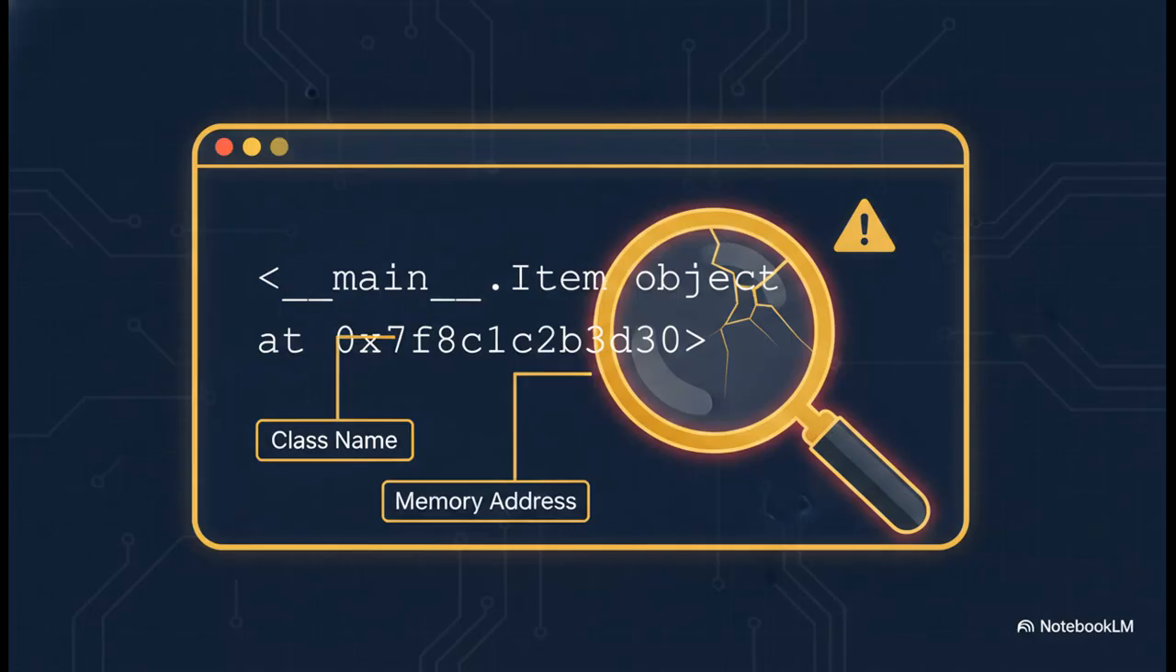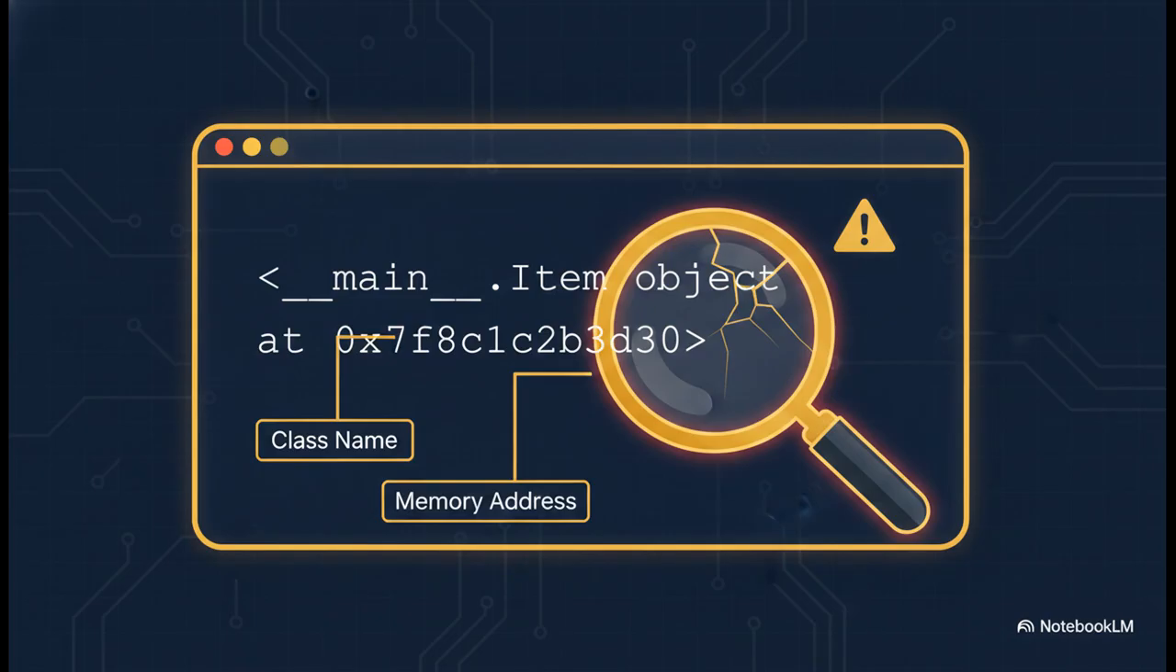So what is this thing? Well, this is just Python's default way of showing you an object. All it's really telling you is the class name and where it's living in memory, which, let's be honest, is not helpful for you when you're trying to figure out what's going on, and it's definitely not helpful for anyone who's actually using your code.